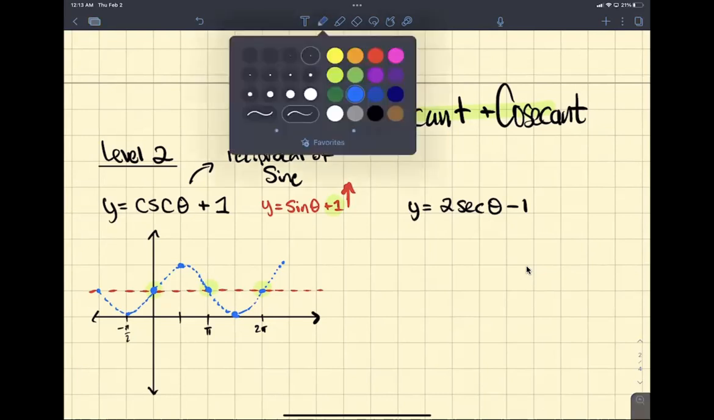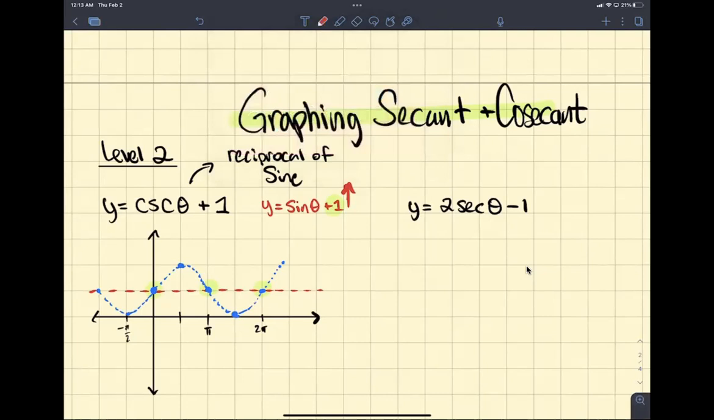So we're gonna have vertical asymptotes there. Wherever we cross our midline, that's where we're gonna have vertical asymptotes. And so I'm gonna draw them. Okay, so we have VAs here, here, and here. That's x equals 2 pi, x equals pi, and x equals 0.